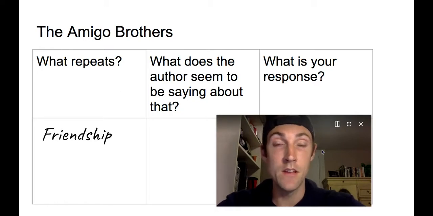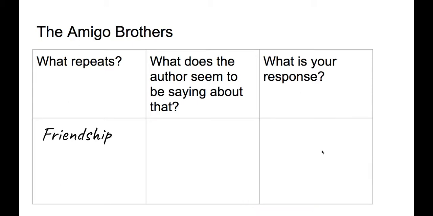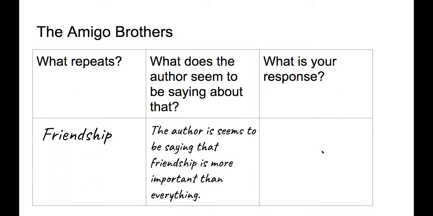But still later on in the story, both of the guys were kind of worried about having to box their friend because their friendship was really, really important to them. So this idea of friendship kept coming up over and over and over again. So I wrote that down as what repeats. Then I asked myself, what does the author seem to be saying about that? I said the author seems to be saying that friendship is more important than anything. That's kind of the message that I got from the author.